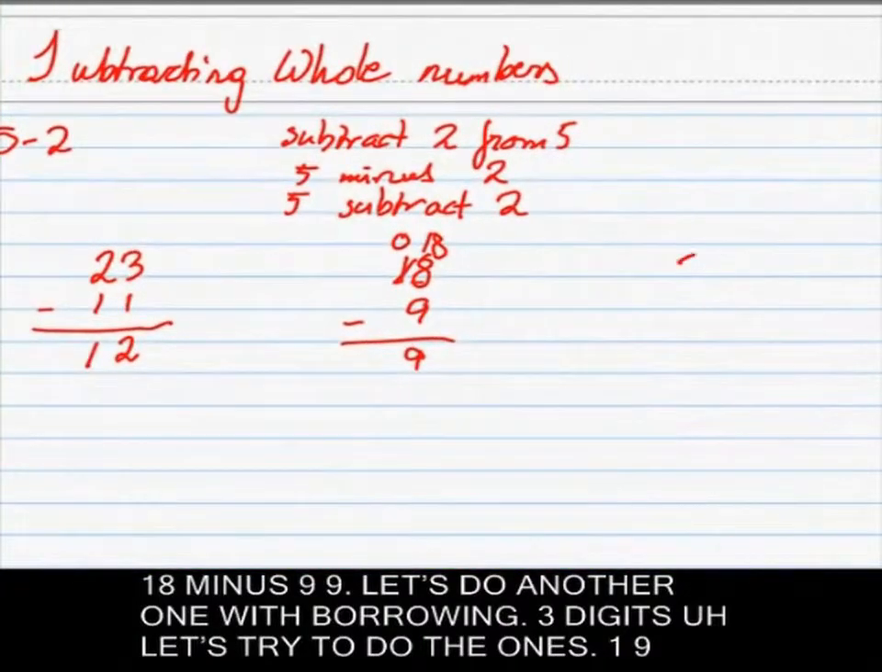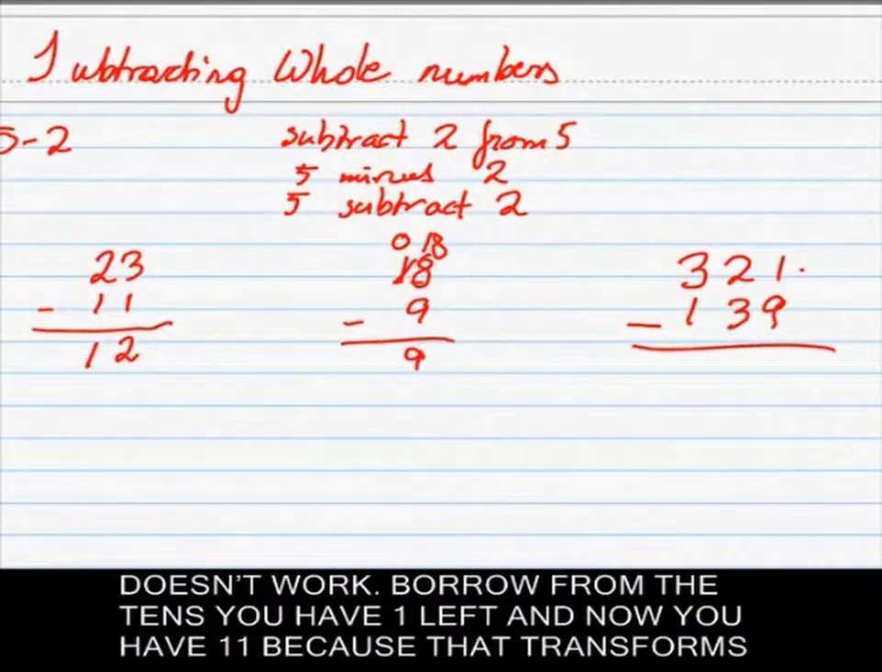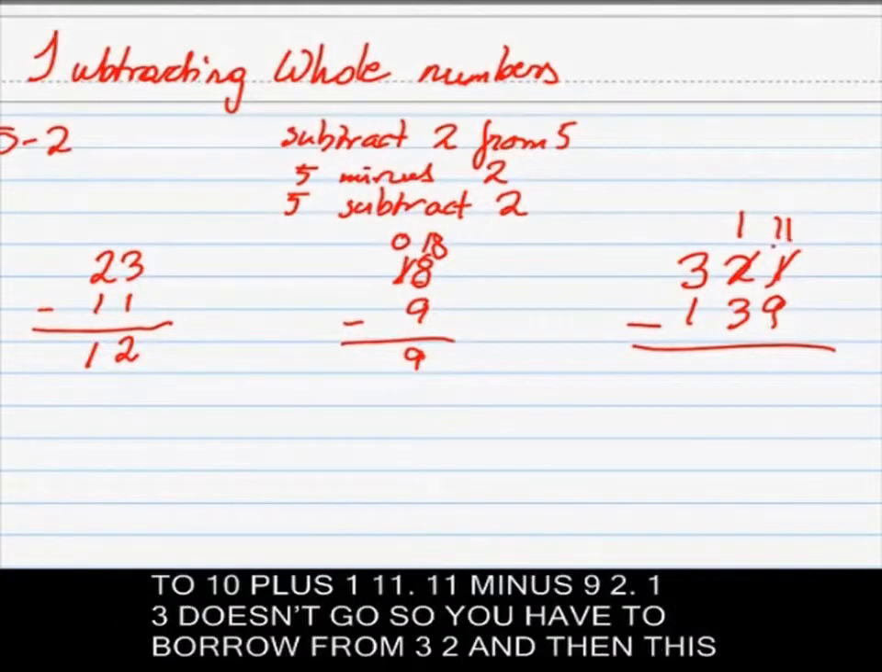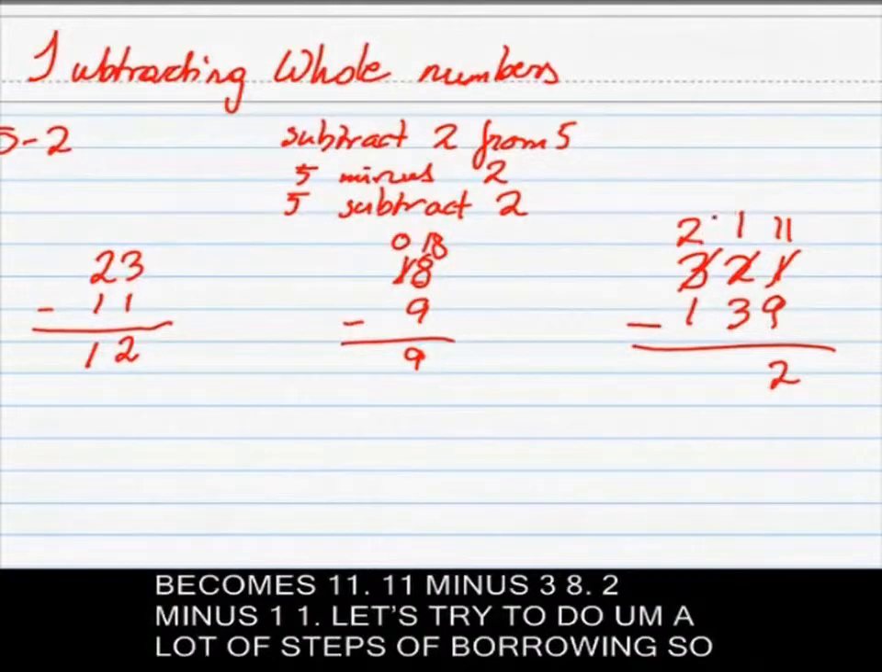Let's do another one with borrowing. 3 digits. Let's try to do the ones. 1 minus 9 doesn't work. Borrow from the 10, so you have 1 left. And now you have 11, because that transforms to 10. 10 plus 1, 11. 11 minus 9, 2. 1 minus 3 doesn't go, so you have to borrow from 3, 2. And then this becomes 11. 11 minus 3, 8. 2 minus 1, 1.